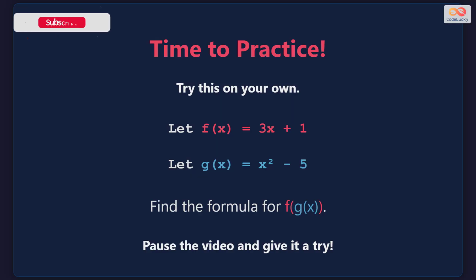Now it's your turn to test your understanding. Let's say function f of x equals 3x plus 1, and function g of x equals x squared minus 5. Your task is to find the general formula for f of g of x. Feel free to pause here, work out the solution, and then continue whenever you're ready.